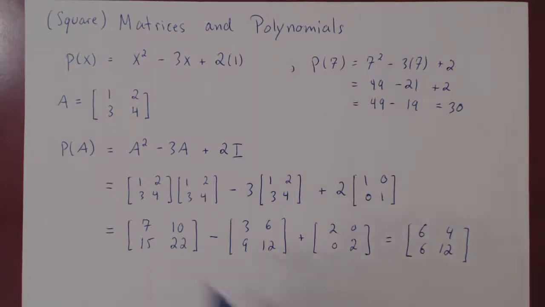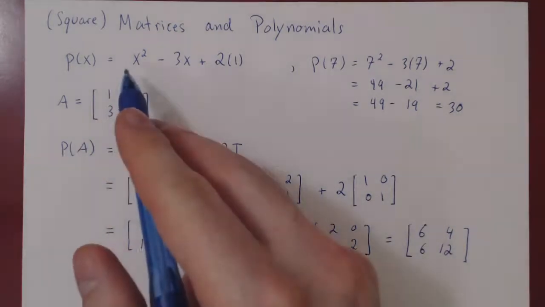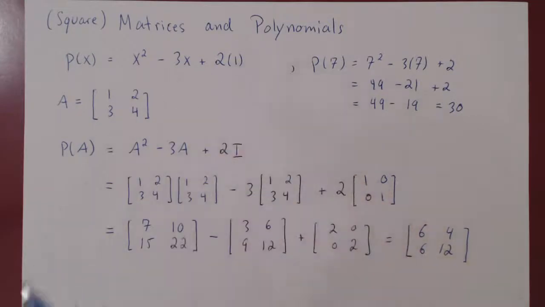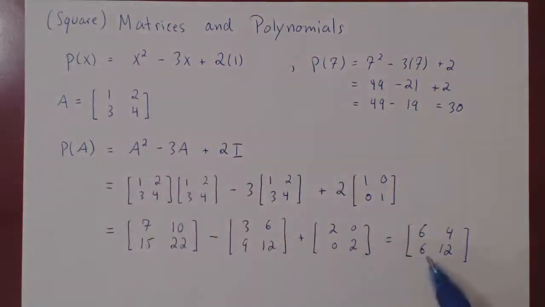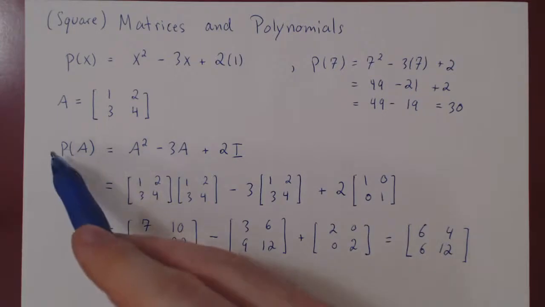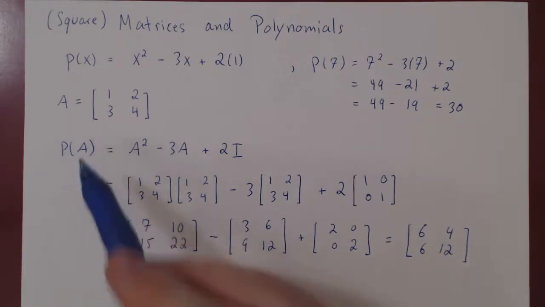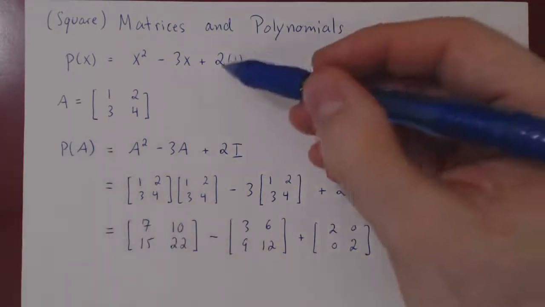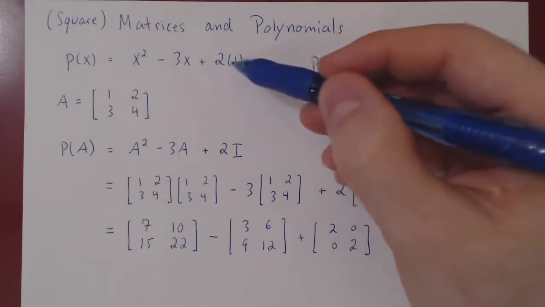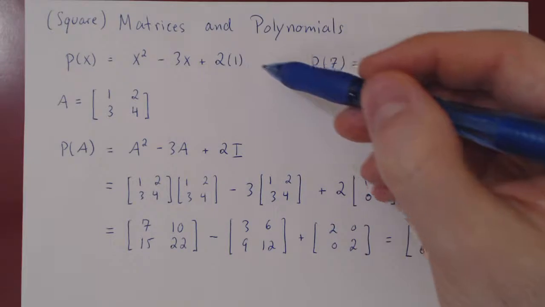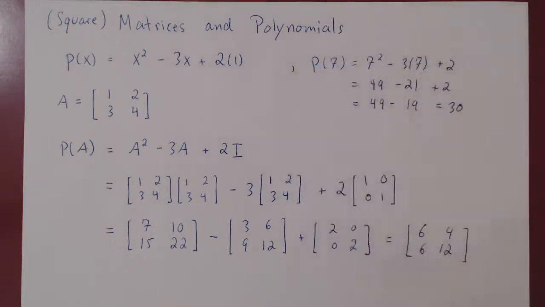And there you have it. The polynomial x squared minus 3x plus 2 evaluated at the matrix A, 1, 2, 3, 4, gives the matrix 6, 4, 6, 12. And that's it. This is how you evaluate a polynomial at a given square matrix. The only subtle point is to replace the constant term by 2 times 1, and then replacing 1 by the identity matrix.